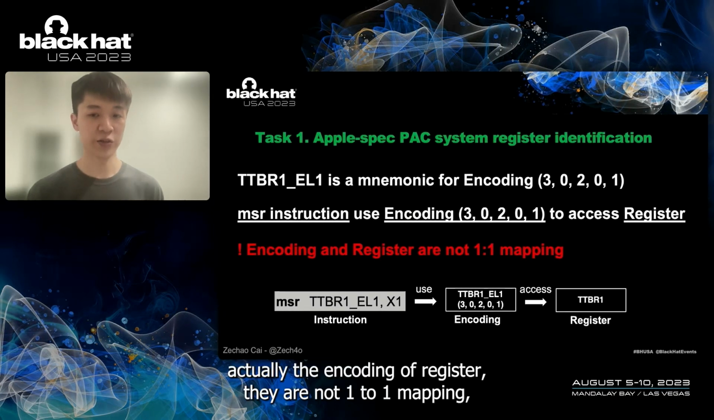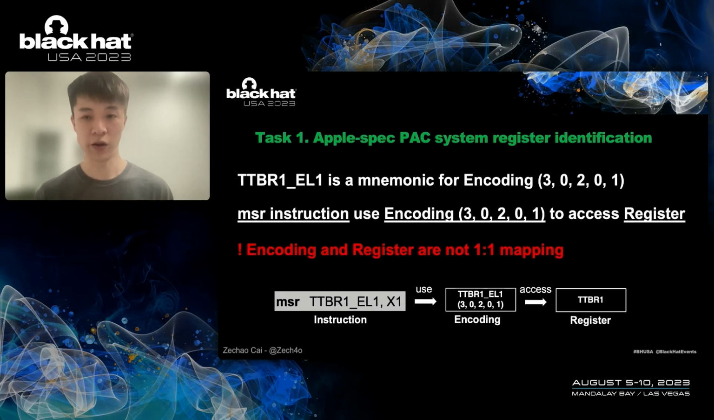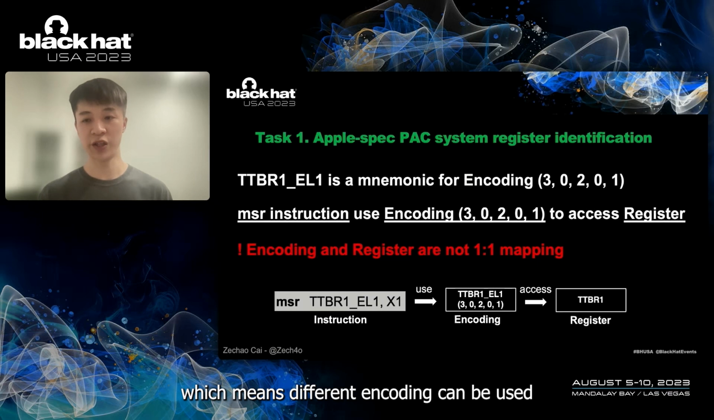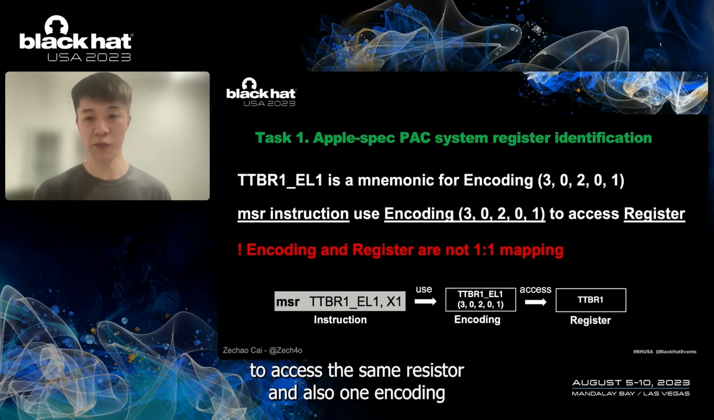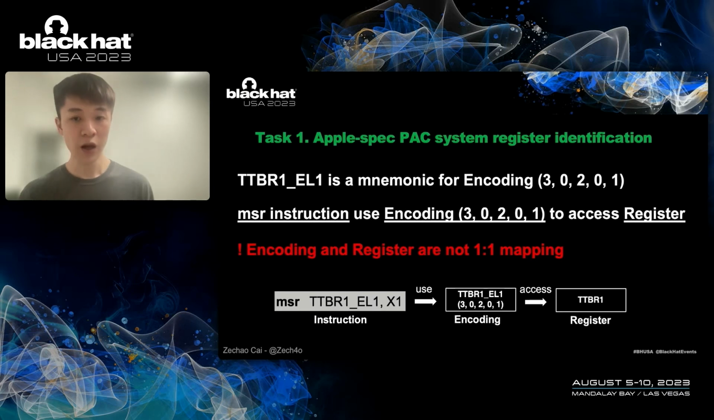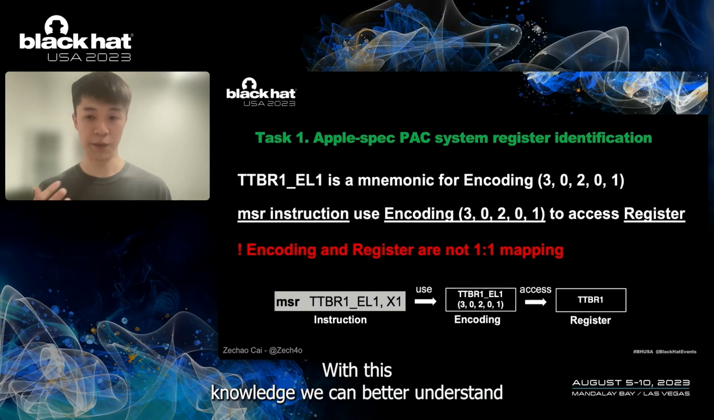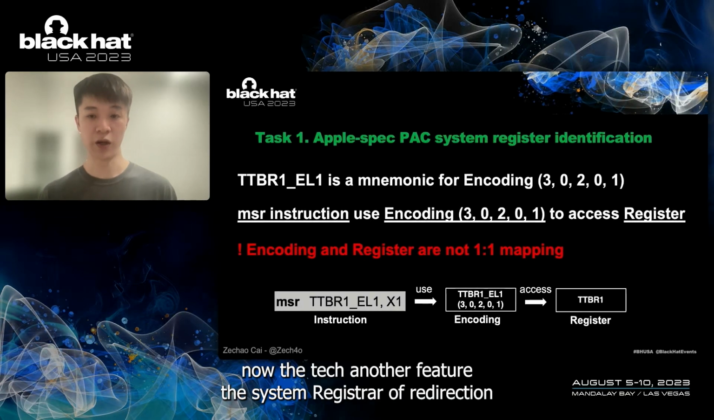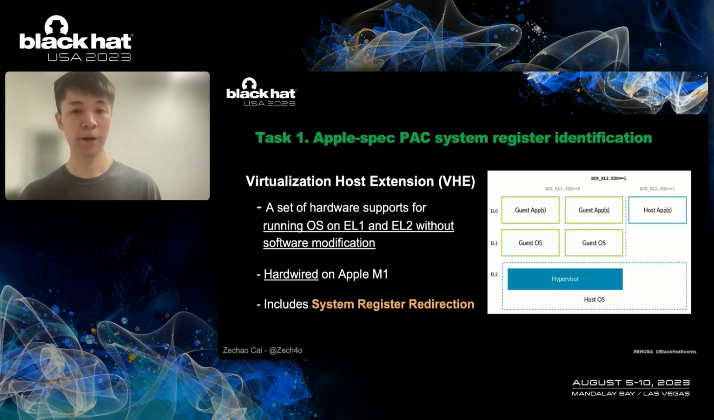Because actually the encoding and register are not in a one-to-one mapping, which means different encodings can be used to access the same register, and also one encoding can be used to access different registers on different CPU states. With this knowledge, we can better understand another feature, the system register redirection.